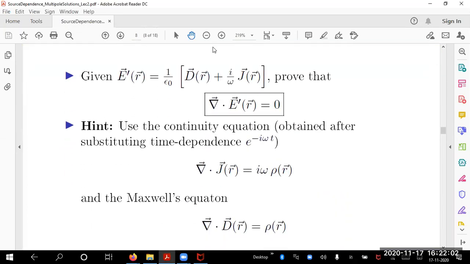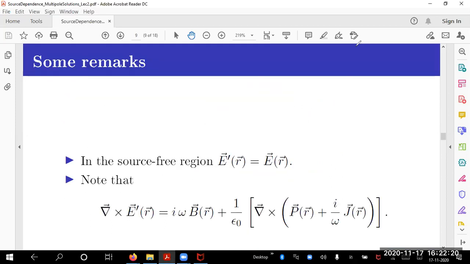You have to use whatever is given to you. Whatever I have written is correct. So you will get this, divergence of E prime is 0. For that you have to use these equations. Oh, it is written here. Anyway, I didn't see it, so I was confusing you. So all right, once I have this, what is it that I am trying to do?